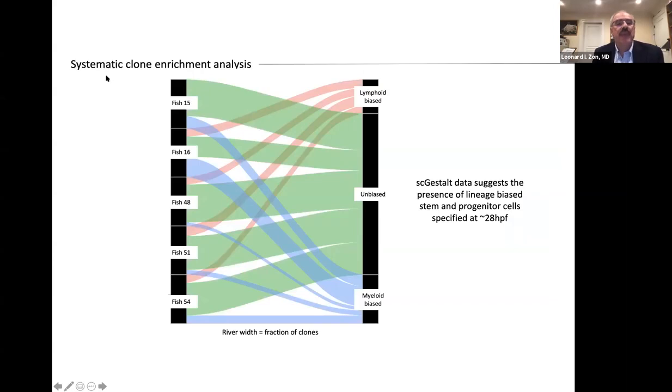So if we look here at a systematic clone analysis, this is just for 5 of the fish. And I'm just going to focus, let's say, on clone 48. You can see that many of the clones that come from clone 48 are unbiased, but there is a subset that's lymphoid biased, and there's also a subset that is myeloid biased. And so I think our data shows that there are long-lived fetal progenitors that persist into adulthood. And again, I would suggest that this is the population that ultimately is leading to pediatric leukemia.